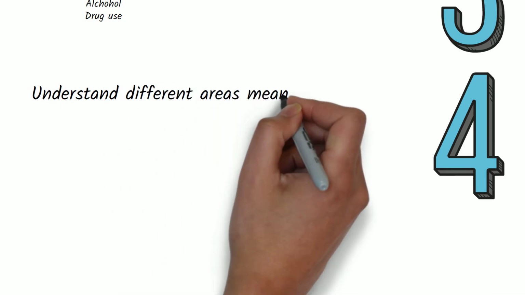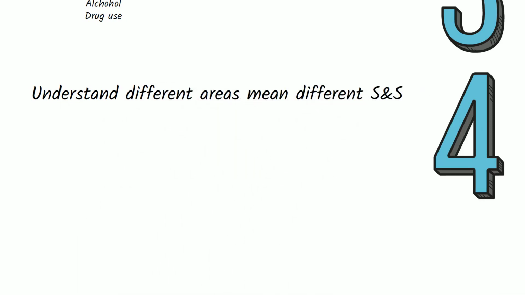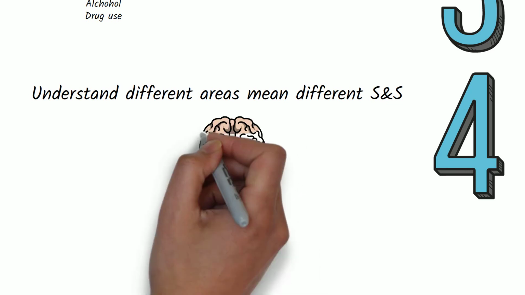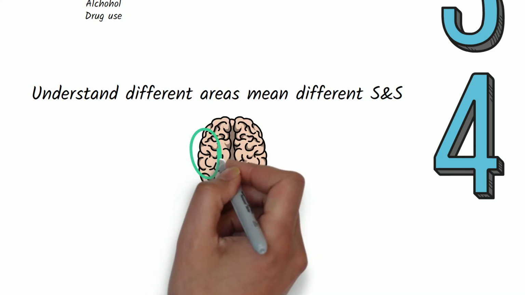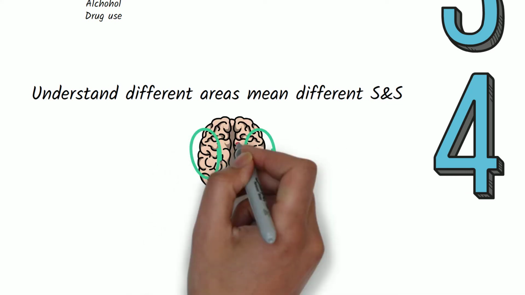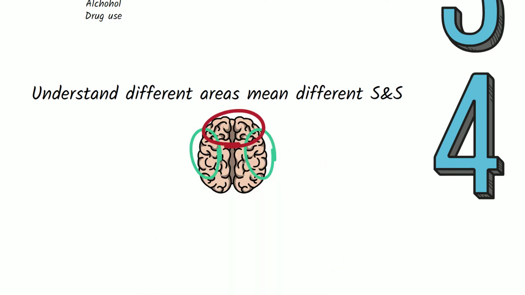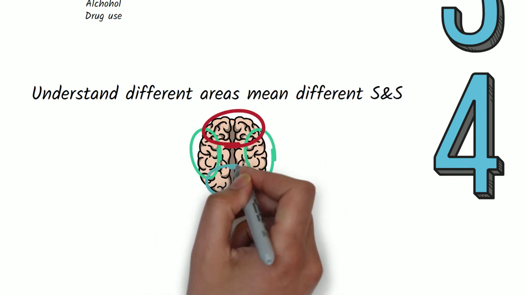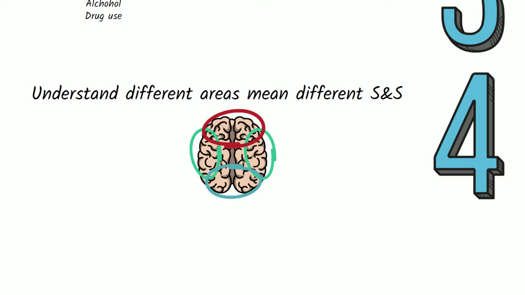Number 4, know that different areas have different effects. We're just going to hit the tip of the iceberg here. Know that there is the middle cerebral artery, MCA, anterior cerebral artery, ACA, and posterior cerebral artery, PCA. All of these will have their own set of deficits, whether it's contralateral, ipsilateral, whether it attacks the Wernicke's area or Broca's area. Each one of these will have its own set of signs and symptoms. So just know that there are different kinds and make sure you brush up on that.